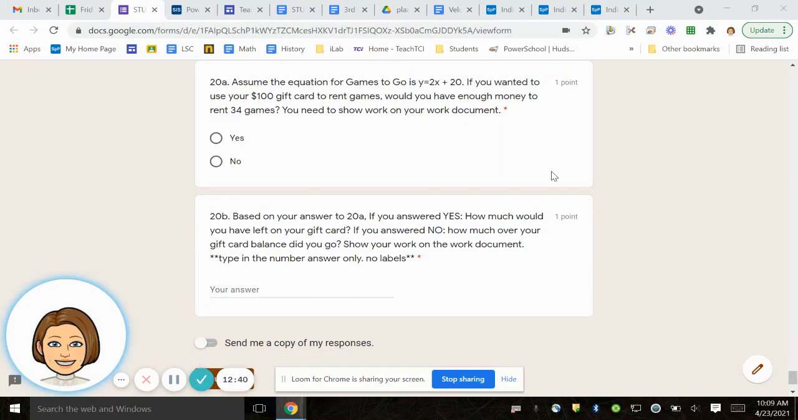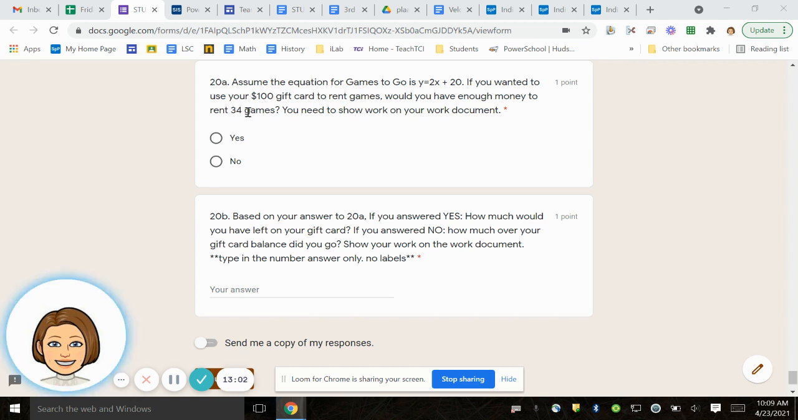20A, assume the equation for Games to Go is y equals 2x plus 20. If you want to use your $100 gift card to rent games, would you have enough money to rent 34 games? You need to show your work on your work document. So think about it. Don't worry about this $100, okay? But you need to worry about 34.